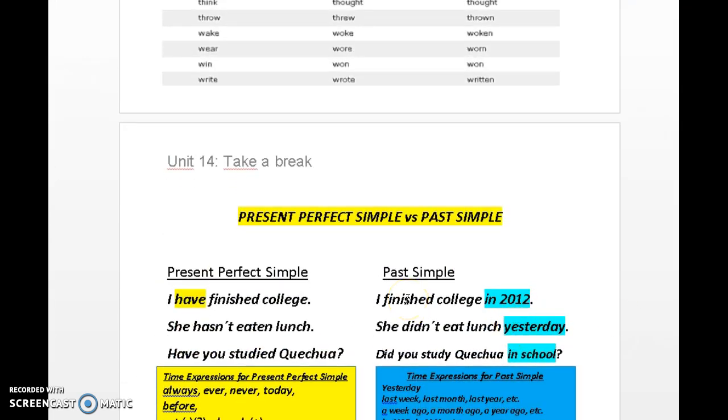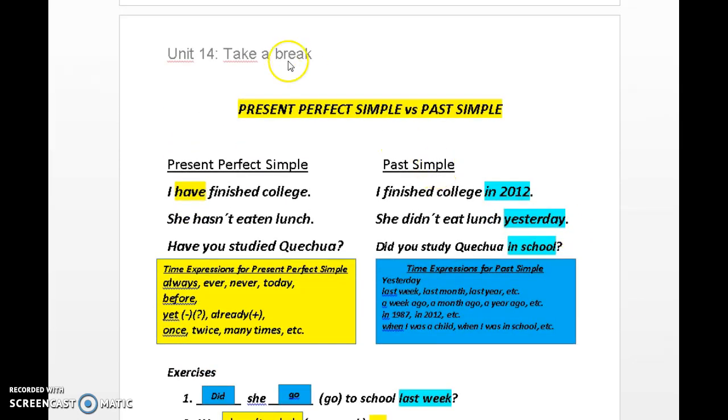The next part is the present perfect simple versus past simple. You have to remember that present perfect simple describes something that happened or started in the past and can have an evidence in the present. Or you can use present perfect simple in order to describe an experience.